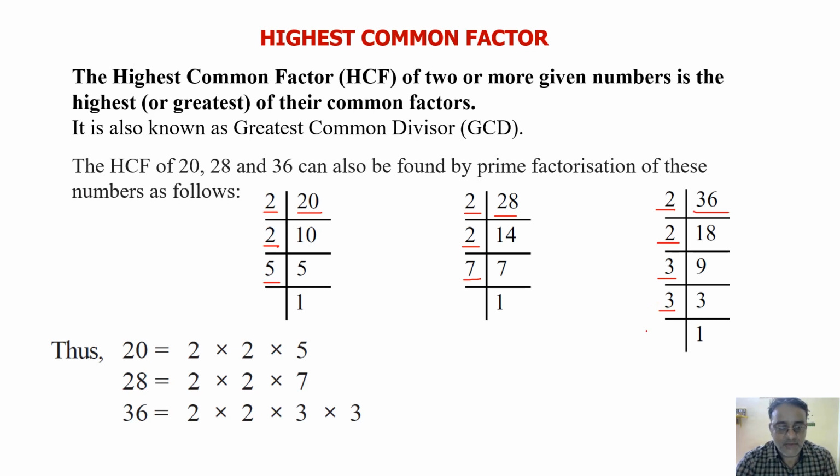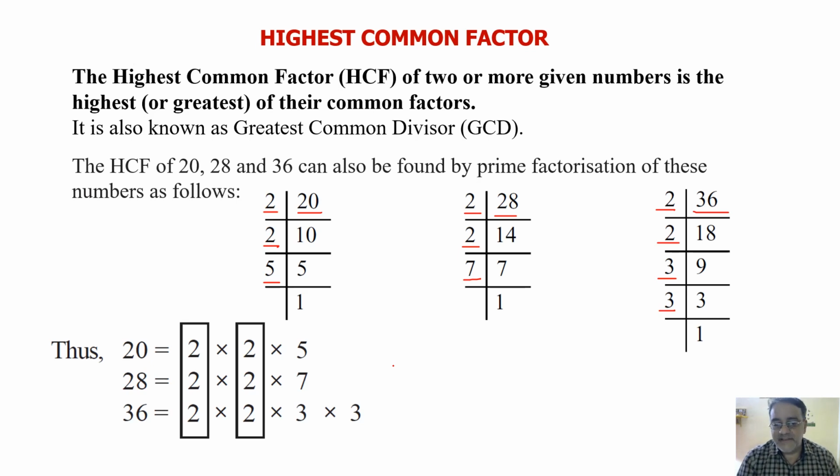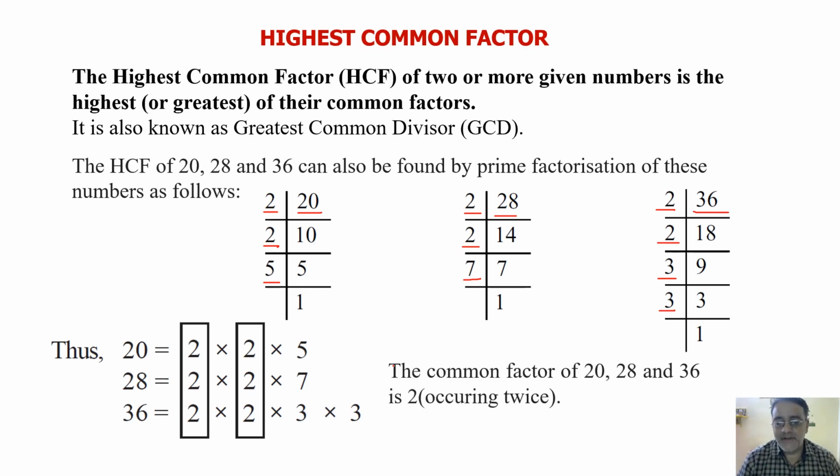So what is the first one? Sir, 2. Right, this one. Second, is there any other common factor? Sir, again 2. Yes, another 2. Right. So now 5, 7, 3 are not common in all three numbers. So we'll stop here and write that the common factors of 20, 28, 36 are 2 occurring 2 times, that is 2 into 2.